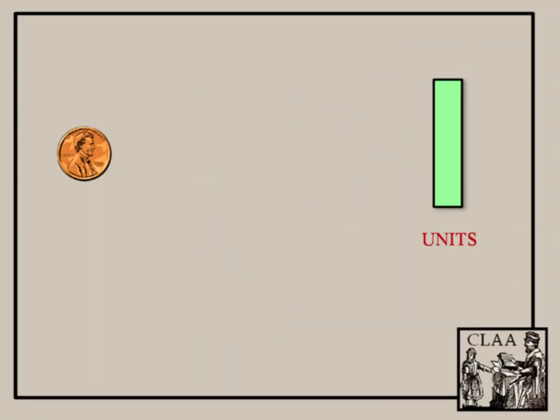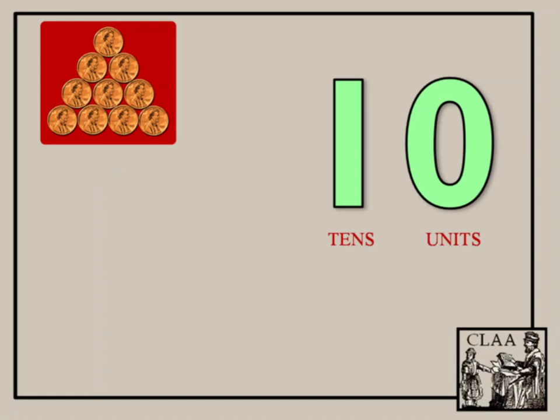Well, we've learned that any time we have between 1 and 9, we call them units. Here we have 1 unit. We learned that when we have 10 units, we would call this one set of 10. We would write a 1 in the tens place and a 0 in the units place and call this a 10. So we've got units and we have tens. What comes next?